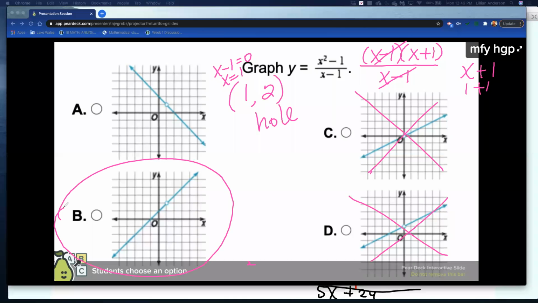And on top of that, since this was the simplified form, it is a line with a positive slope, so you knew it had to be one of the ones that was going up. That's why it was B. Questions on this one?